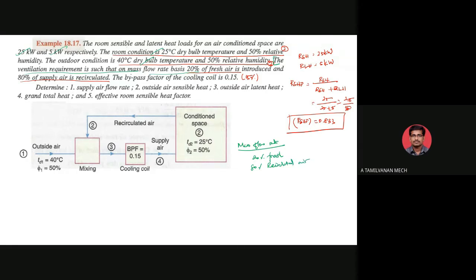So how can we exactly locate the mixing condition, that is point number 3. Point number 1 is already fixed in the psychrometric chart, and point number 2 is also fixed. Now you are going to look at point number 3. Point number 3 is 20% fresh air and 80% recirculated air. Then we move to the psychrometric chart.